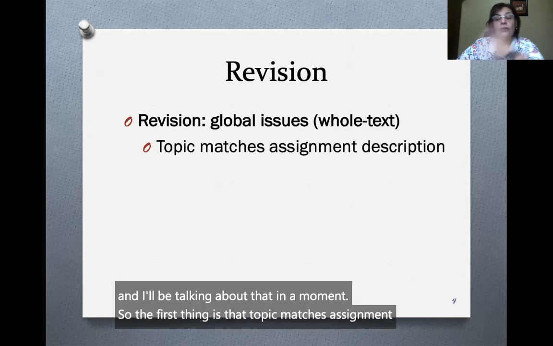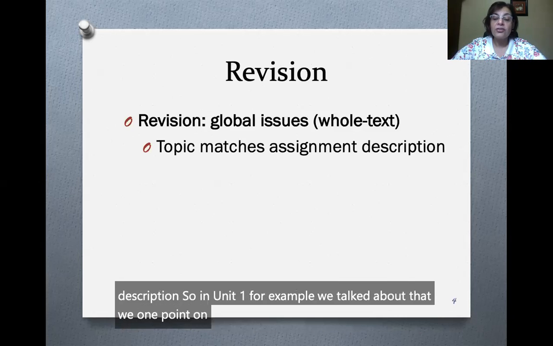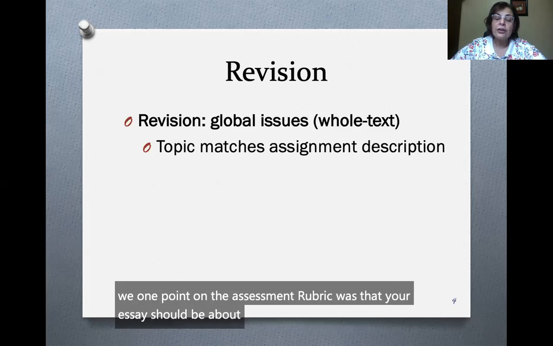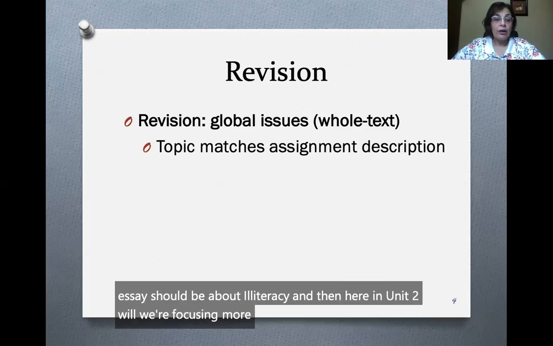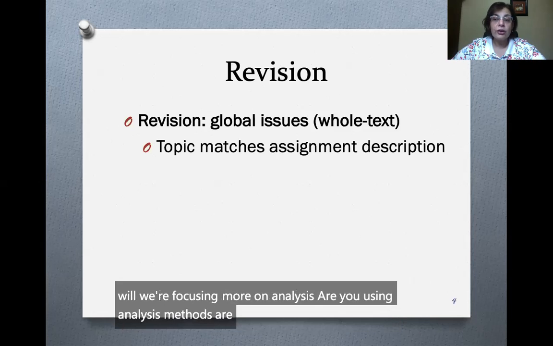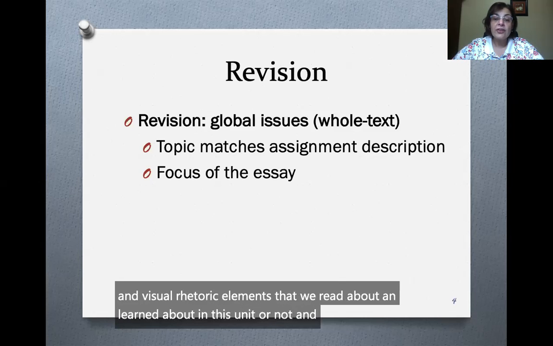In Unit 1, for example, one point on the assessment rubric was that your essay should be about illiteracy. And here in Unit 2, we're focusing more on analysis. Are you using analysis methods? Are you using the rhetorical devices and visual rhetoric elements that we read about and learned about in this unit or not? And then the focus of the essay.